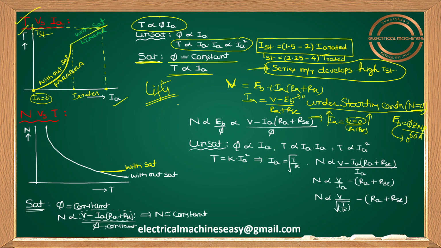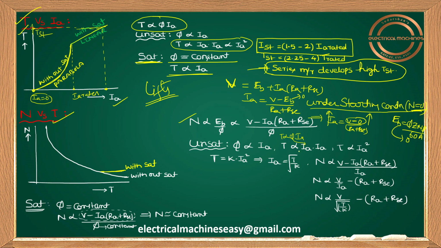Right, this is about T versus IA, and let me go for the N versus T curve. It's a very mathematical approach. N is proportional to EB by phi. EB means V minus IA into (RA plus RSC). I'm first discussing the unsaturated region. In unsaturated, I told you flux is proportional to IA. And T is proportional to phi into IA. In place of phi, I can write IA, so T is proportional to IA into IA, you get T proportional to IA square.